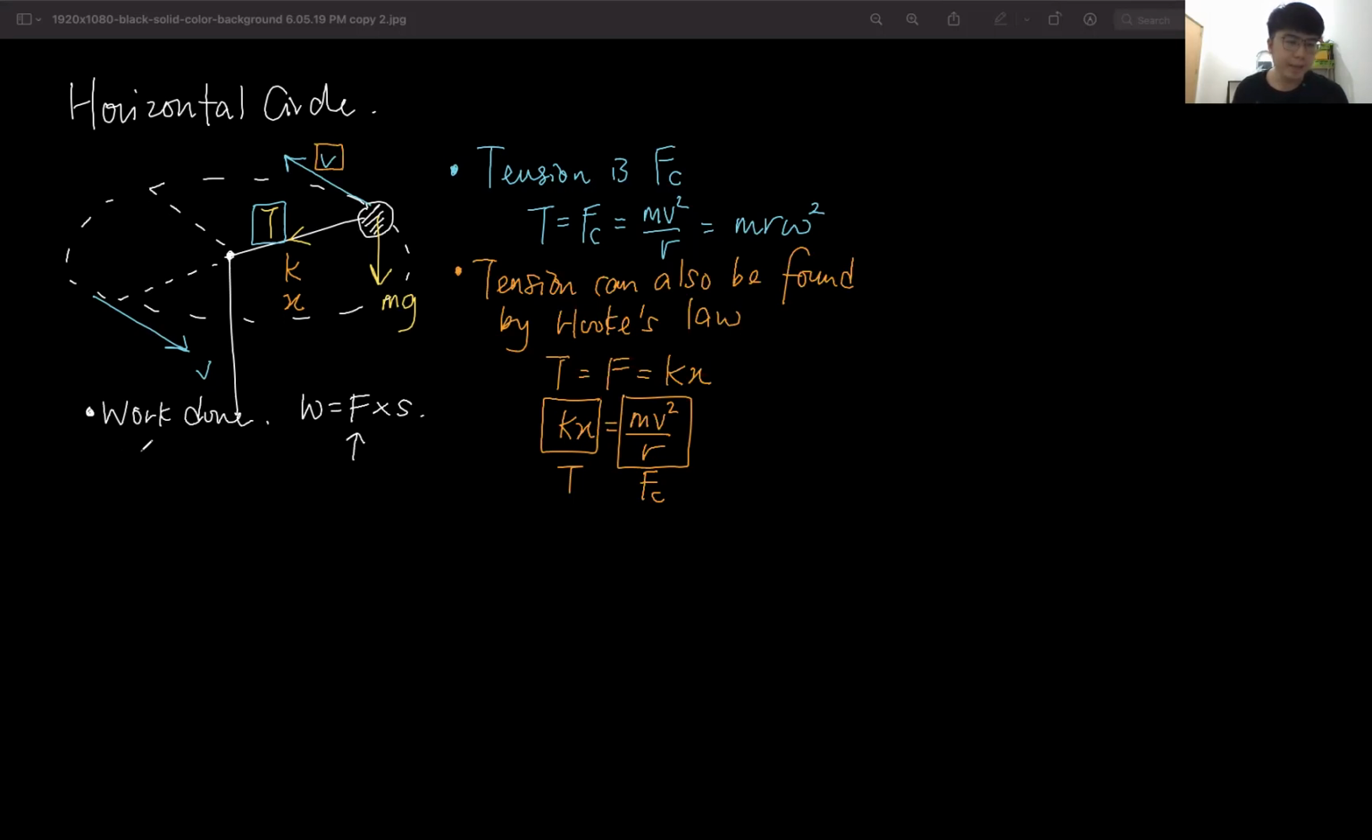So work done, we know that the force is radial, but the motion is tangential. So our work done is 0. No work done. Even though the object is moving in a circle, regardless of how fast it's moving, it's still not doing any work. Same with the rotation of the Earth.